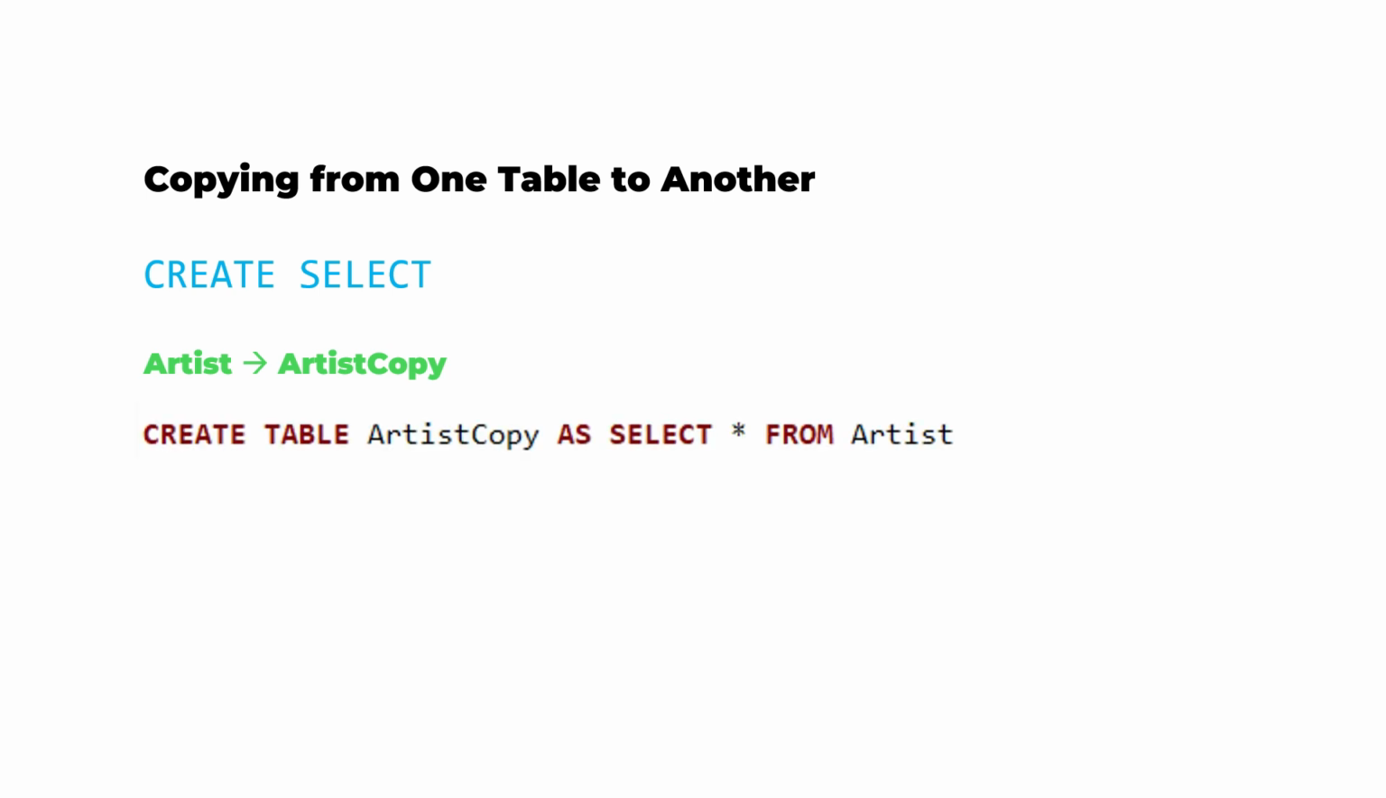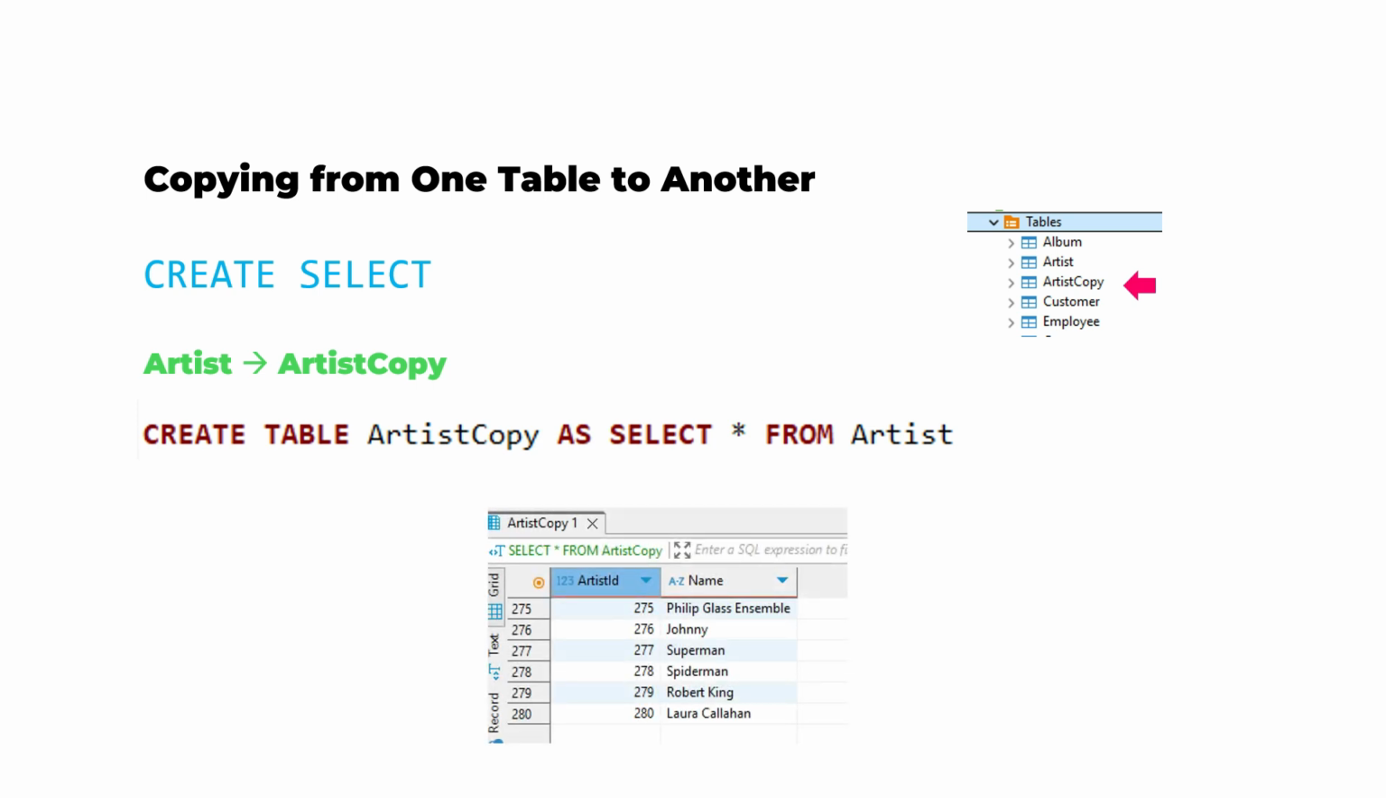There is another form of data insertion that does not use the insert statement at all. Here we can use the create select statement. This command lets us copy data into a new table. For example, if we want to copy the artist table into an artist copy table, we can write the expression create table artist copy as select everything from artist table. And we can see that the artist copy is generated and included in the table list, and we can see all data is present in the artist copy table.